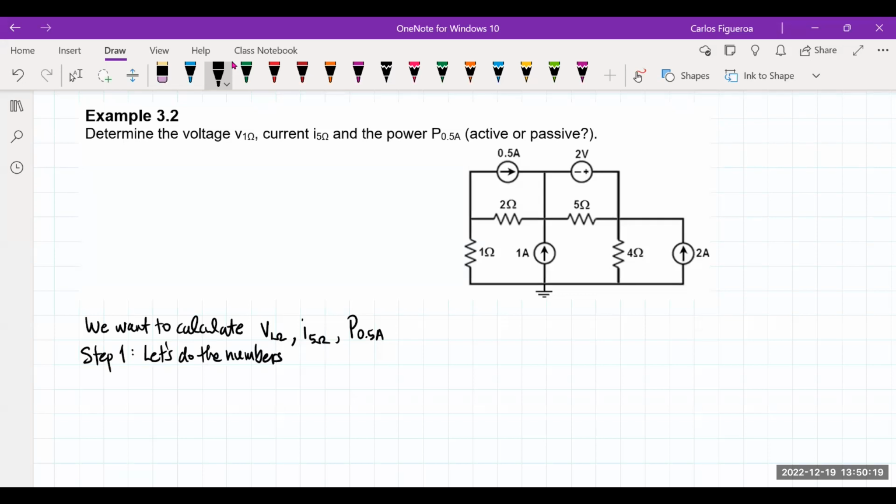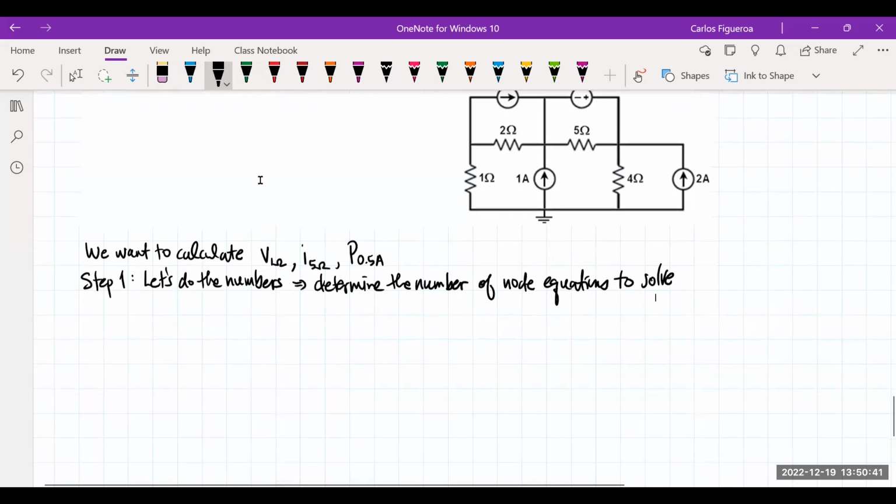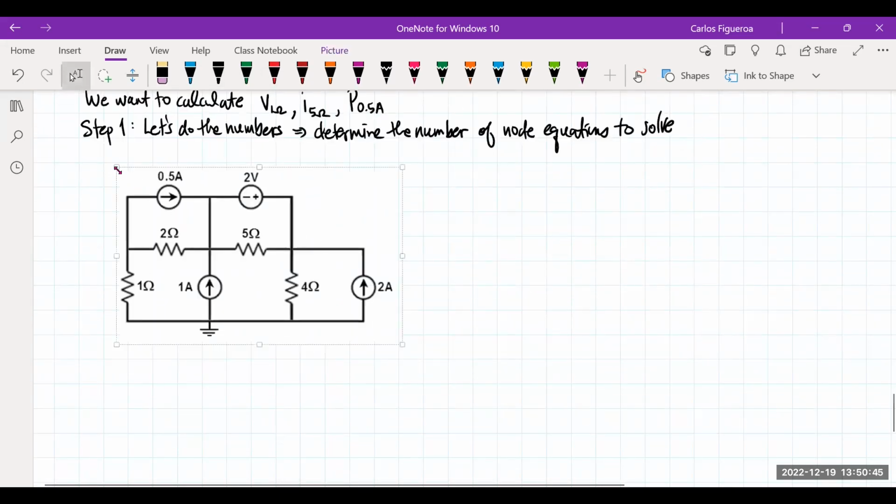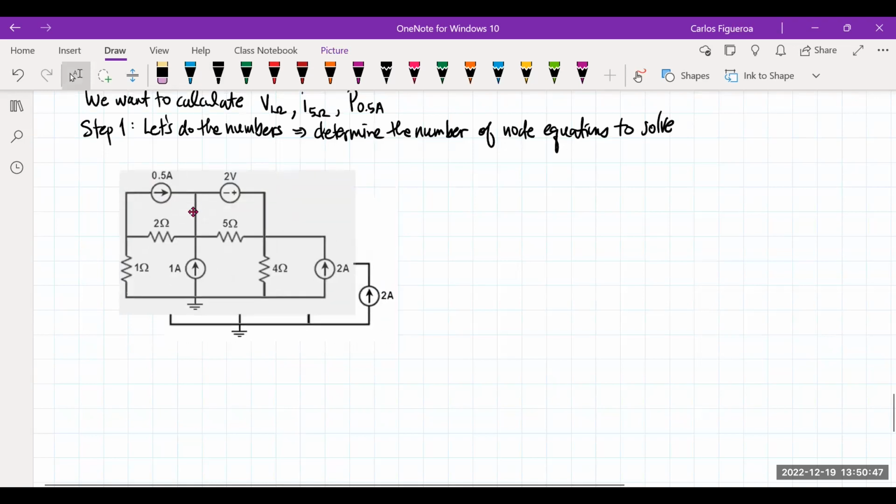And that means here is that we want to determine the number of node equations to solve. So let's put in the circuit. So here's my circuit right here. So let's look at this thing.